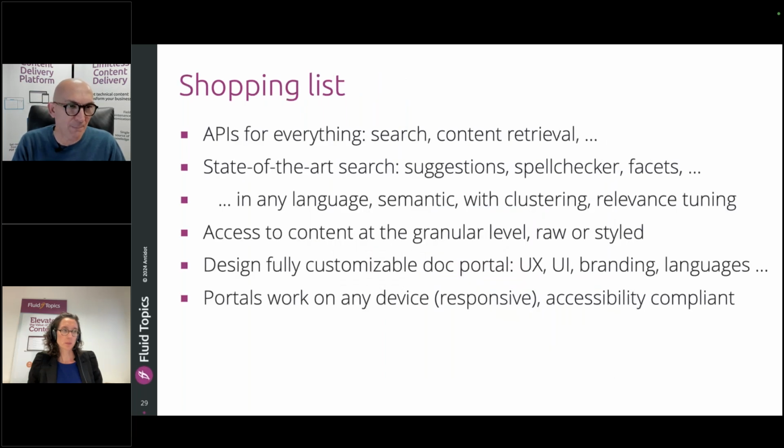So again, I won't go through it again, but you'll get access to the slides. Those are things that, depending on your key requirements and what your project is, you should check: the APIs and the maturity of APIs, the security of APIs, search capabilities, content accessibility, the granularity, if you can pull raw content, styled content, so how you can get this content out, in what format you can get the content out of the repository, how you can customize, design your doc portal in any language, and all of that. That's part of what you have to check.